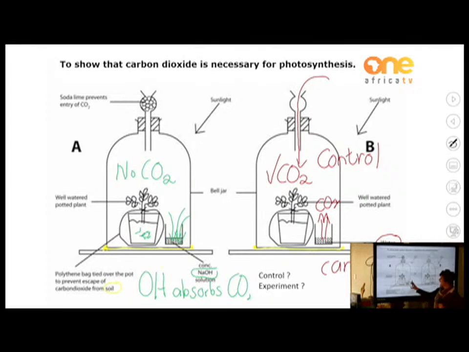All hydroxides absorb carbon dioxide. And in this one, there's water, but I can also add a carbonate solution there that will release some carbon dioxide. This one is the control because it contains all the necessary information. This one is the experiment because it has all the information except the one under investigation. Good.